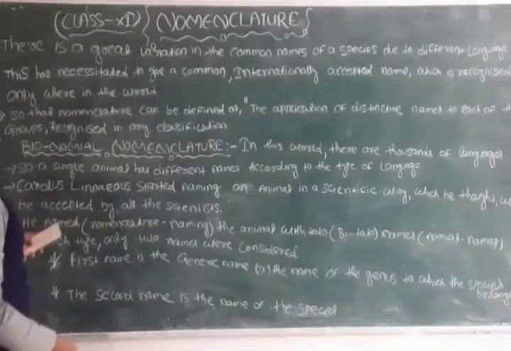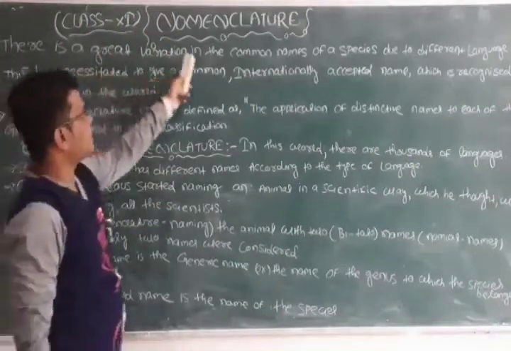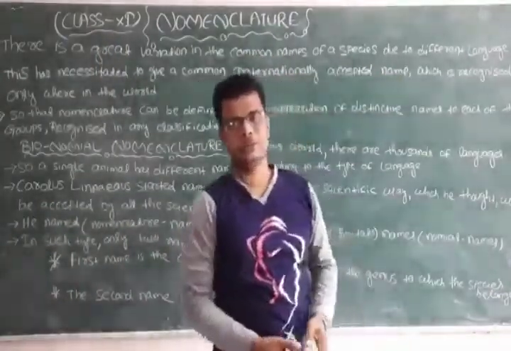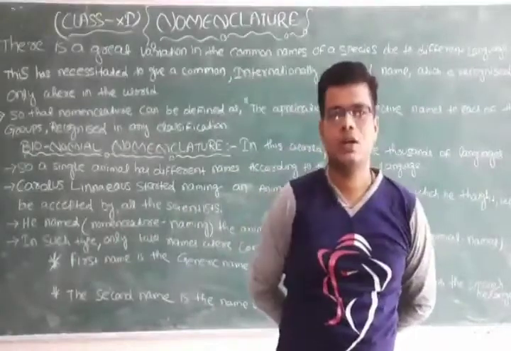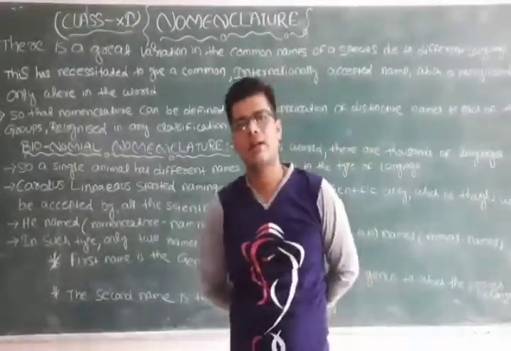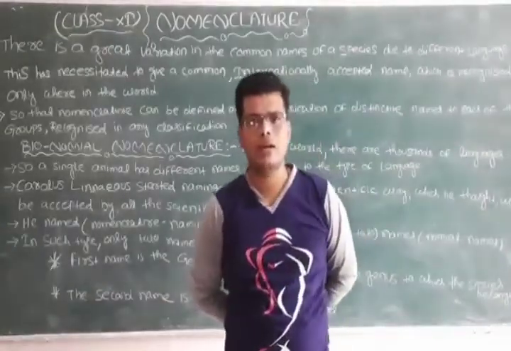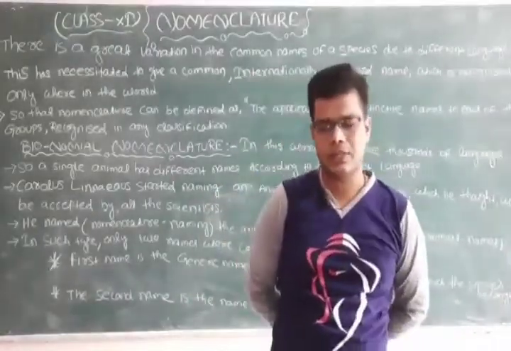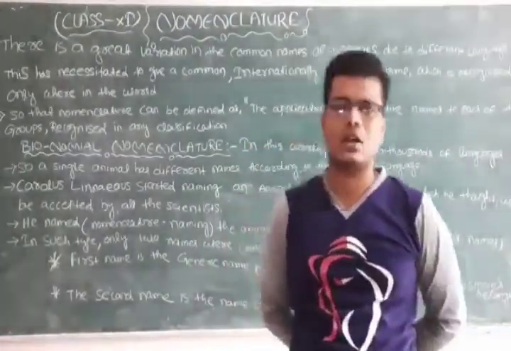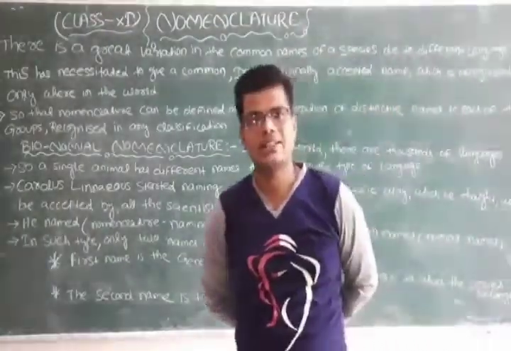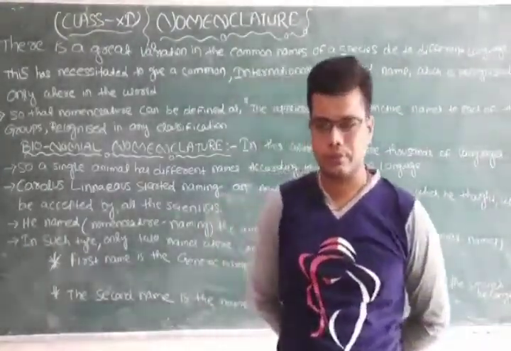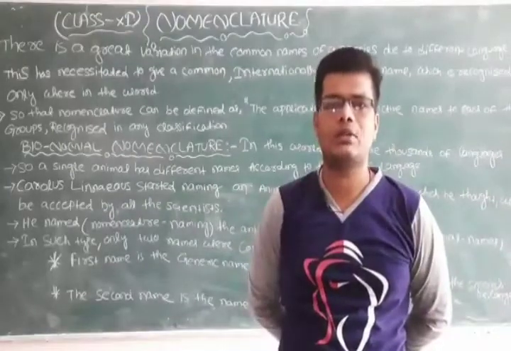What is nomenclature? There is a great variation in the common names of a species due to different languages. In our country and worldwide, a lot of languages are available, and there are some common languages by which different people can talk to each other. So it is difficult for any scientist to know about a particular organism.